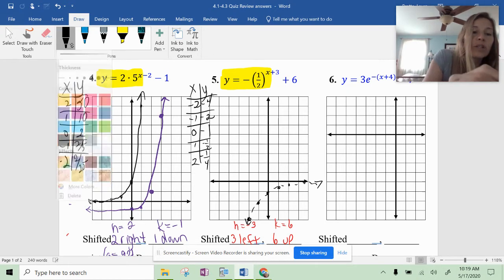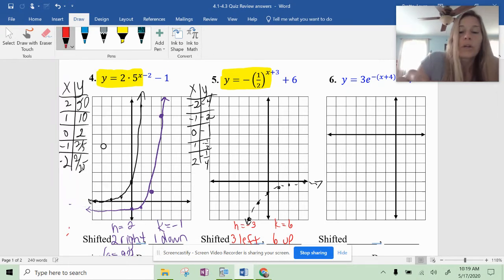Now I'm going to shift each of those points 3 left and 6 up. So 1, 2, 3, then 1, 2, 3, 4, 5, 6. Then this one, 3 left and 6 up. And the next one, and the next one, the same way, 3 left and 6 up. It's kind of like that.